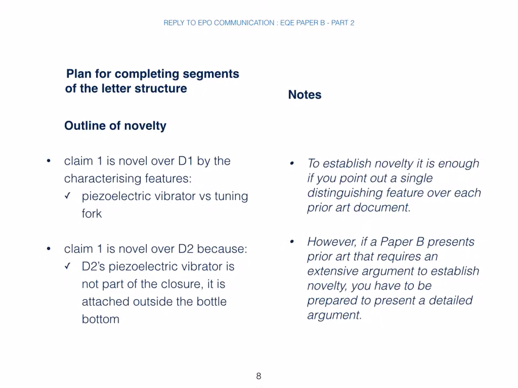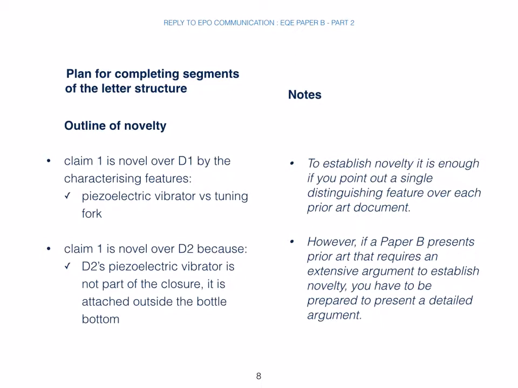Here now we have an outline for the argument for novelty of claim 1. Claim 1 is novel over D1 by the characterizing features, namely the piezoelectric vibrator versus a tuning fork. Claim 1 is novel over D2 because D2's piezoelectric vibrator is not part of the closure. It is attached outside the bottom of the bottle.